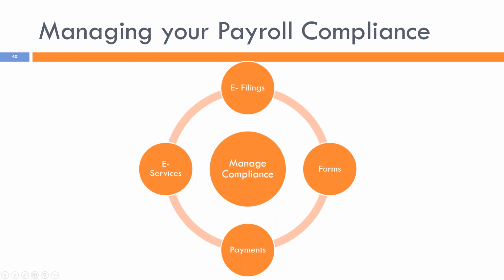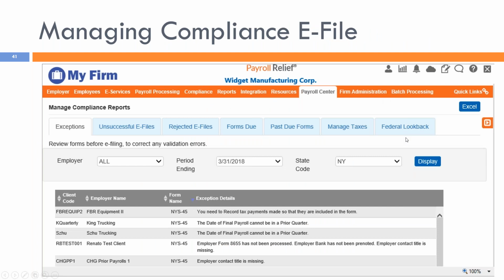You are most likely familiar with these, however, it is important enough to quickly review. What we're taking a look at here is our payroll center and our manage compliance reports. We're going to look at the first 3 tabs first, which are your exceptions, your unsuccessful e-files, and your rejected e-files. We're on the exceptions now, and it's telling you what exceptions we have here. It gives you the client, the name of the form, and very specific information on what the exception is.